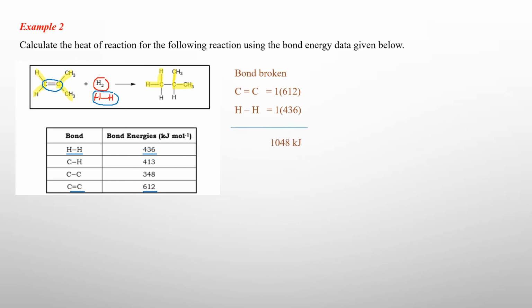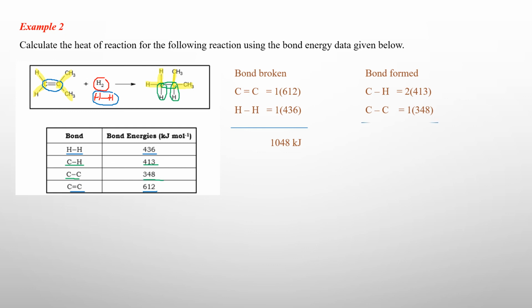Now let's look at the product side, what bonds are being formed. A carbon-carbon single bond is forming here and carbon to hydrogen bonds. So that's one and this is another one. Altogether there are two carbon to hydrogen bonds, so 2 times 413. And then we have a carbon-carbon single bond, whose value is 348, so 1 times 348. Add them up and the amount of energy released is 1174 kilojoules.